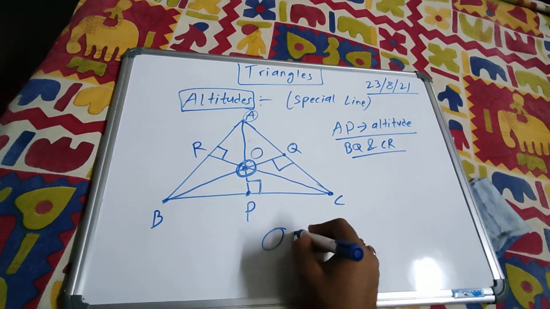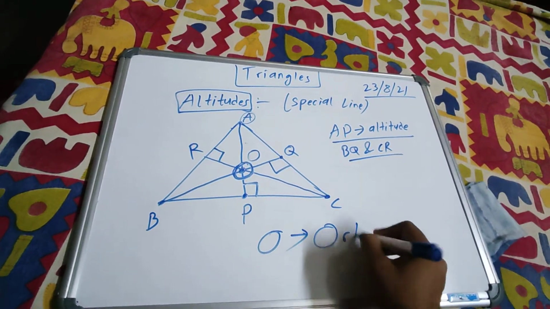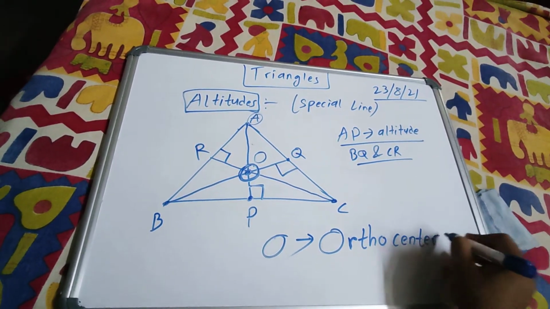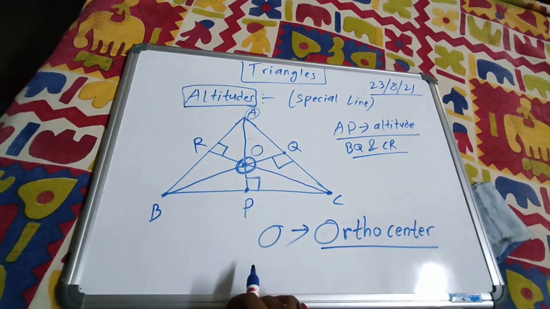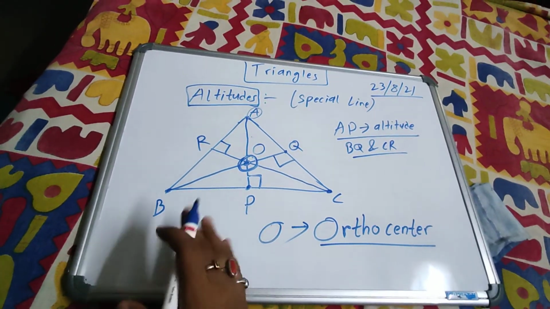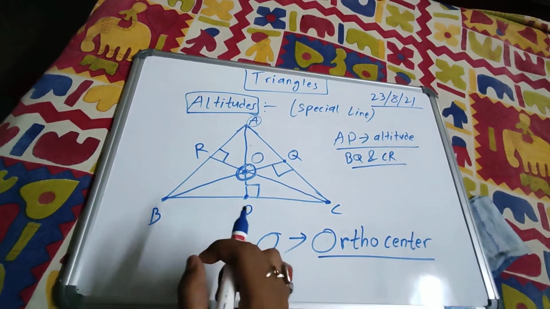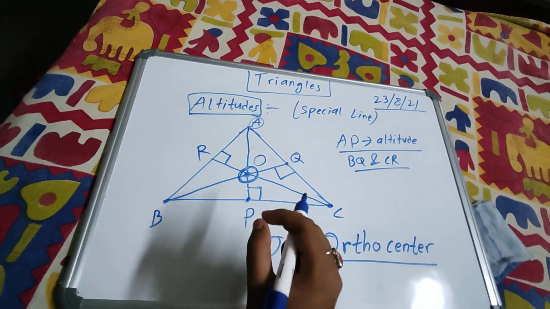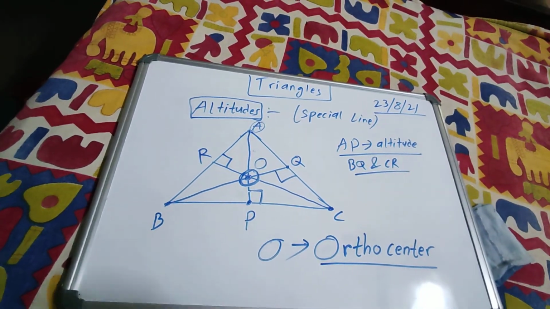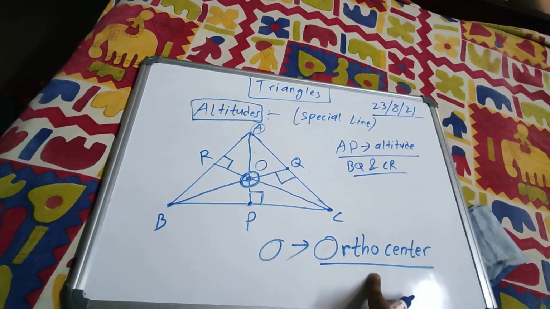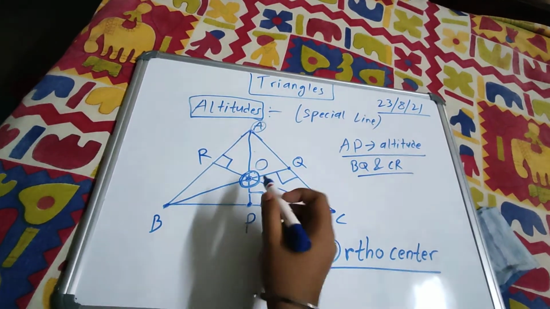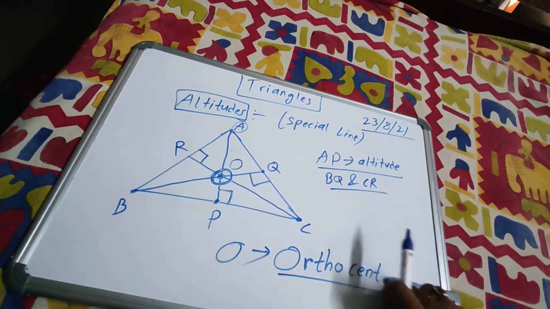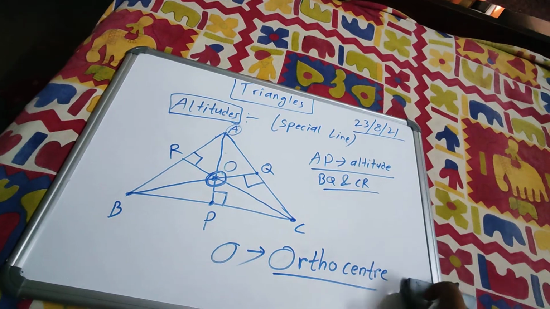This point O is known as the orthocenter of any triangle. So what is orthocenter? Orthocenter is nothing but a point in a triangle at which all the three altitudes of the triangle intersect each other. Again I am repeating, orthocenter is that point in any triangle at which all the altitudes of the triangle intersect each other. That is the orthocenter.